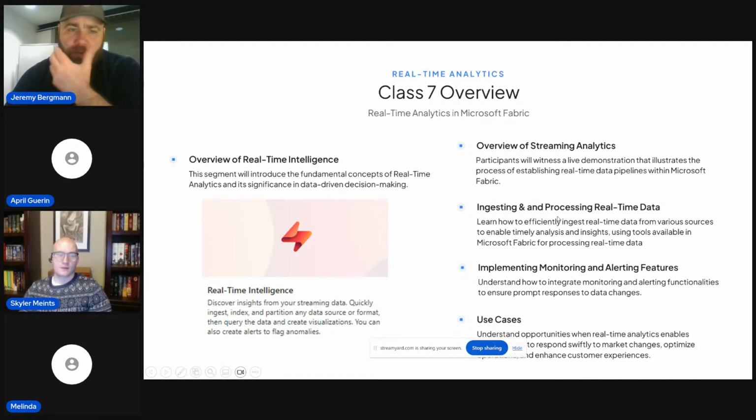So real-time intelligence also has ingestion and processing, the ability to process real-time data from various sources, specifically for real-time data that we'll cover. So you can implement monitoring and alerting features. So you can take a look at real-time anomalies in the data as they occur, or different situations or thresholds, or create different rules. It's actually fairly customizable what you can do here.